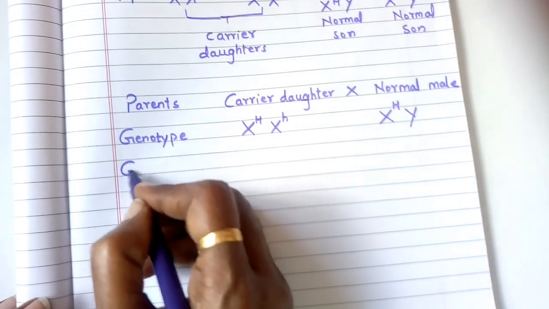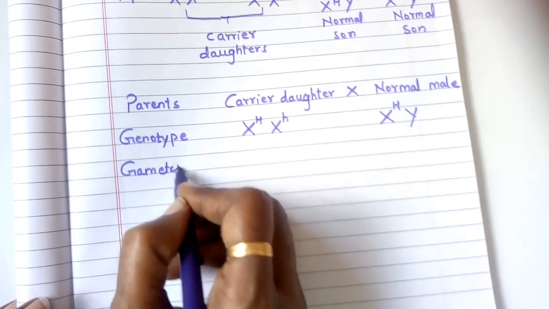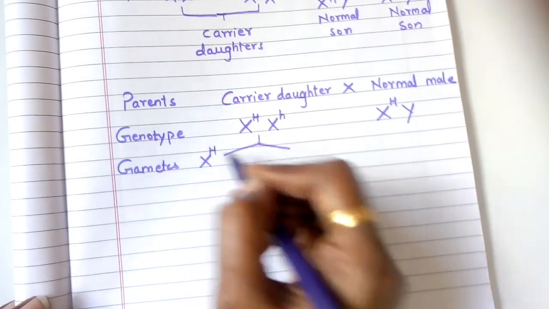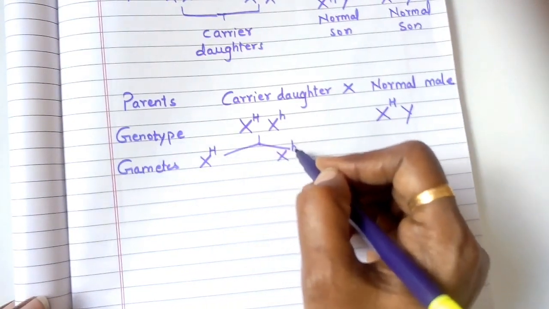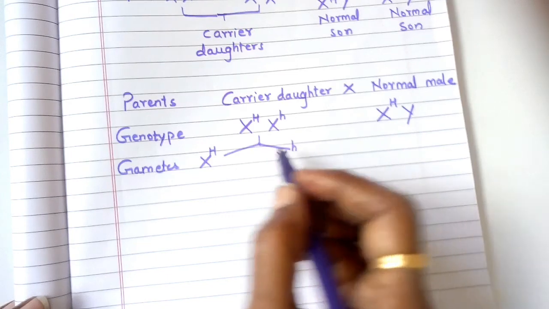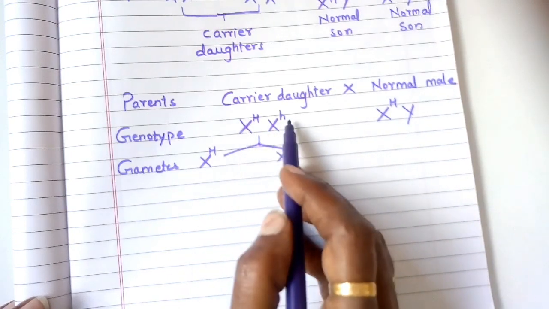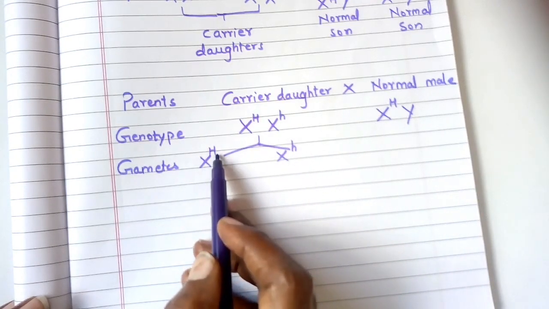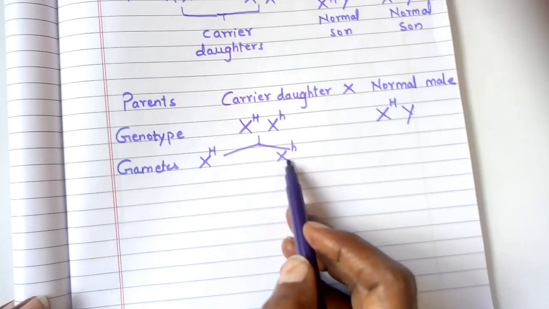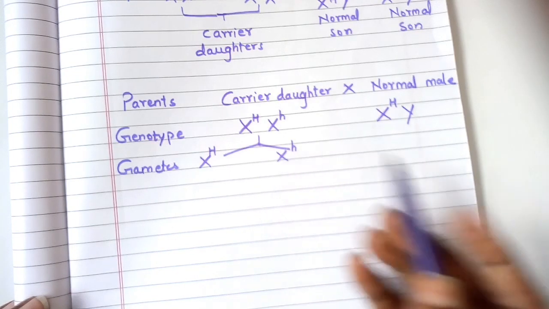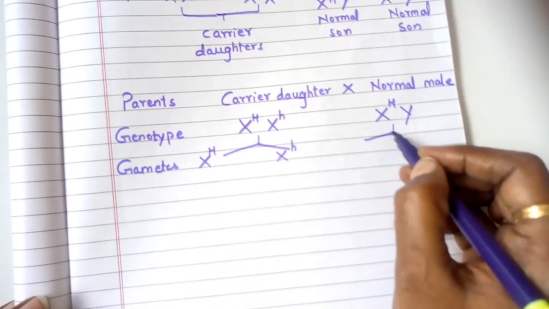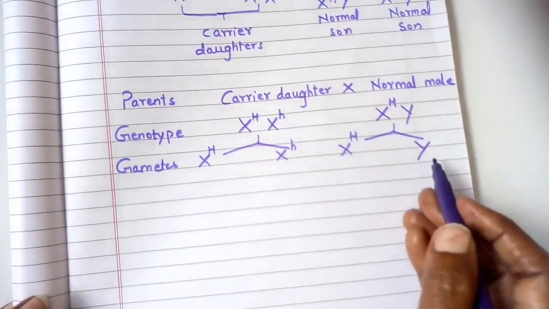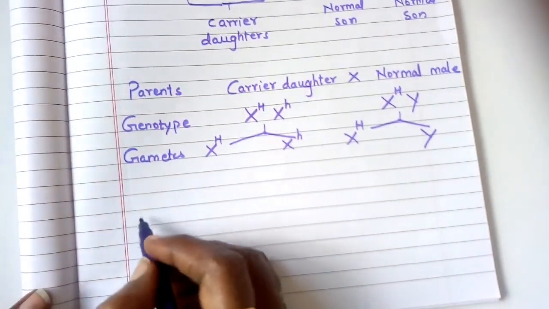Then come the gametes. The female will be X capital H and X small h. Since one is dominant and the other recessive, she will produce two different types of gametes: one X chromosome carrying the dominant gene and the other X chromosome carrying the recessive gene. Whereas in the male, the X chromosome has the dominant gene, and there is no alternative allele on the Y chromosome.